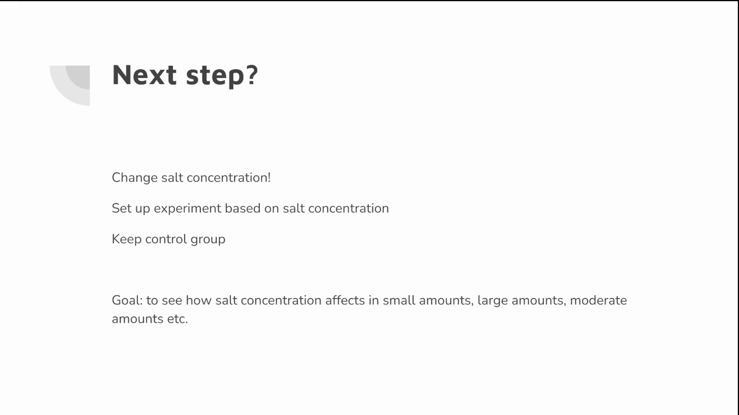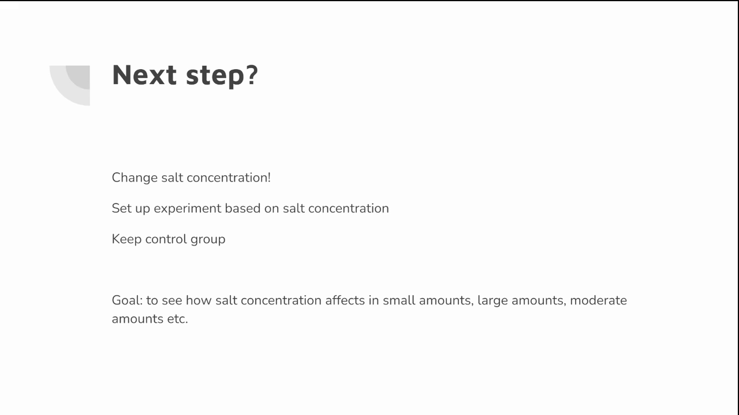Now, what is the next step? Well, it would be to change the salt concentration. The amount of salt, of course, affects the environment in which the organisms can grow. So changing the amount of salt would change the types of organisms that can grow. So we would want to set up an experiment based on salt concentration and keep a control group.